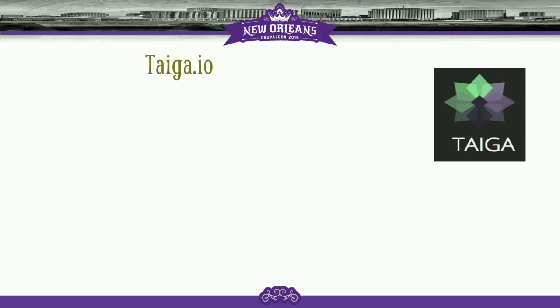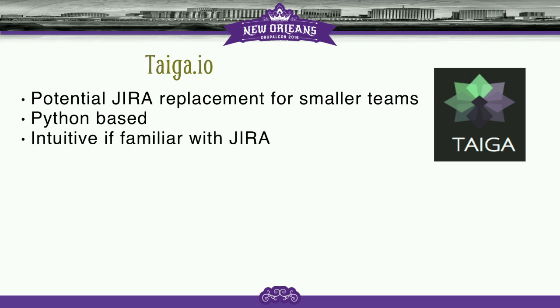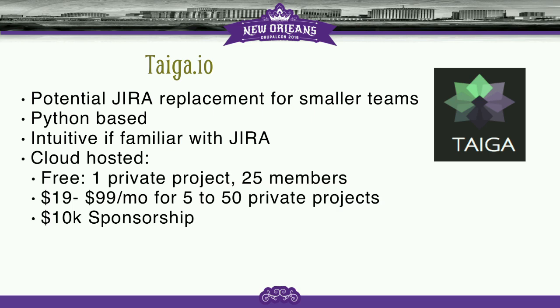All right, next one. Taiga.io. I hope it's Taiga, not Taija. But let's just say it's Taiga. Taiga.io is another one as a potential JIRA replacement for smaller teams. I think this one is my favorite. It's Python-based. It's very intuitive if you're already familiar with JIRA. It's cloud-hosted. That's the catch. It's free for one project with up to 25 people.